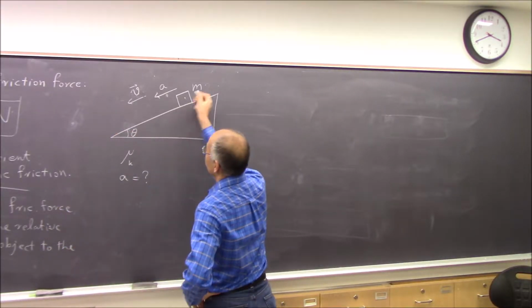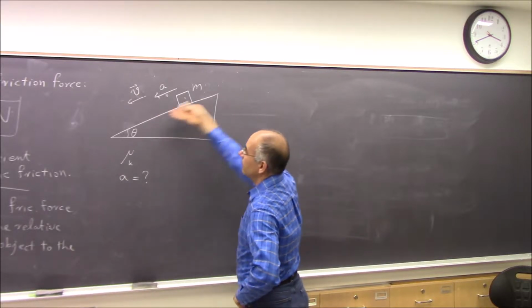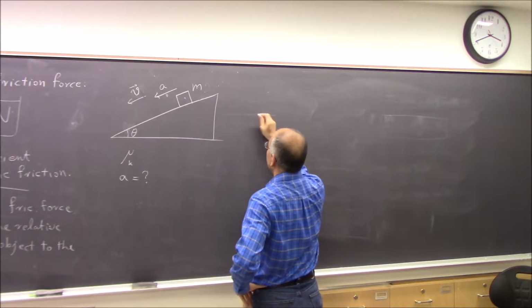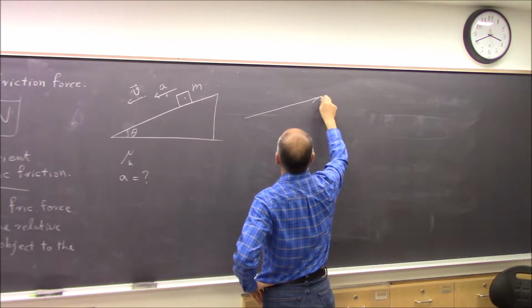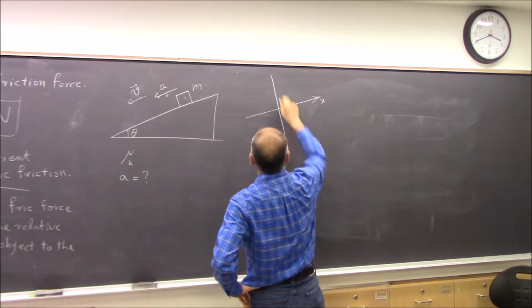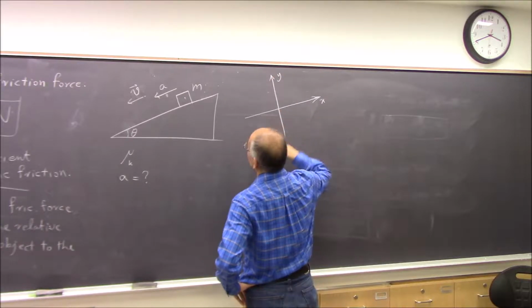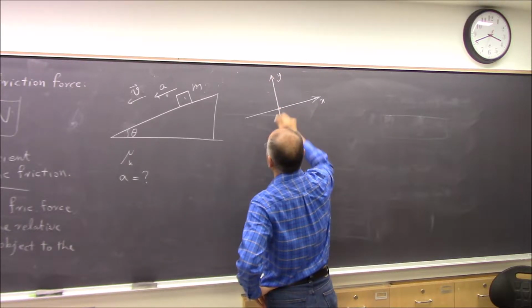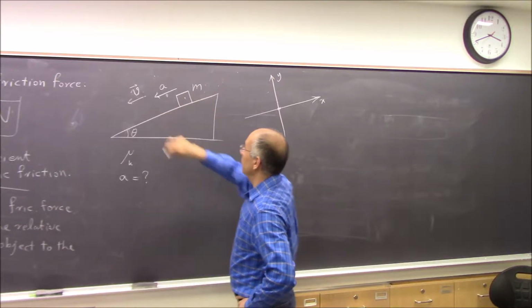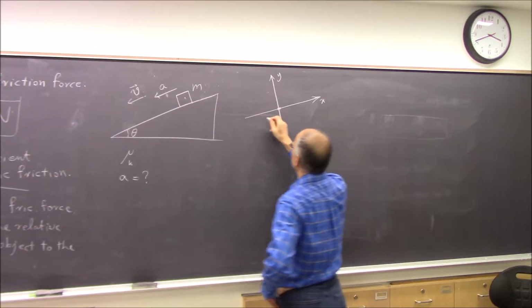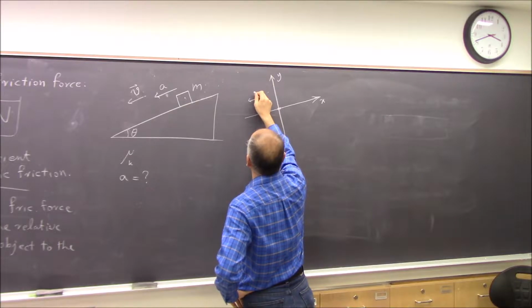So the object is moving in that direction. You can take that as x-axis or a negative x-axis, doesn't matter. So you take this as x-axis, and y-axis is perpendicular to that. There are three forces acting. Because this is moving this way, friction is that way, and the acceleration is down the ramp, so the acceleration is this way.